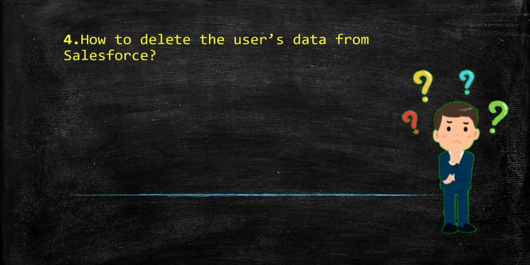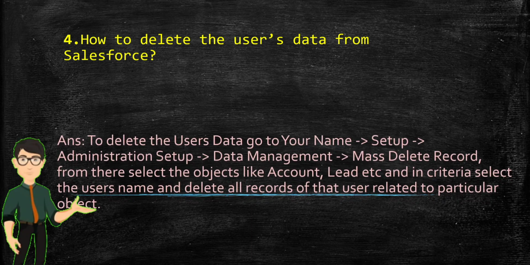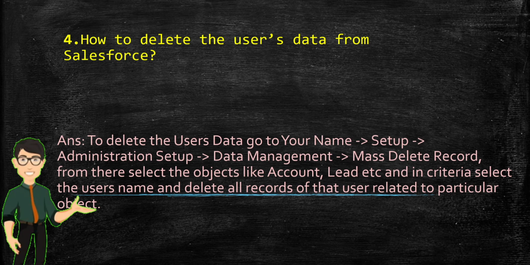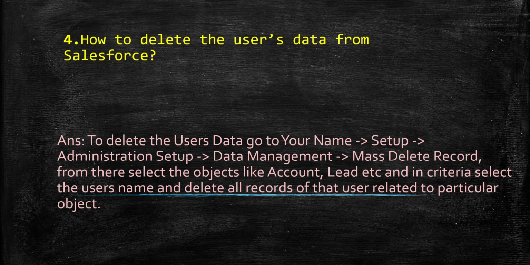So how do we delete the user's data from Salesforce? To delete the user's data, we go to Setup. In Setup, we search for Administrator setup, and under Administrator go to Data Management, where you have an option like Mass Delete Records. From there, select the objects like account, lead, opportunity. There are multiple objects. You can select the object and set the criteria, like the owner name should be a certain user. Then you can select that username and delete all the records related to that user in the particular object.